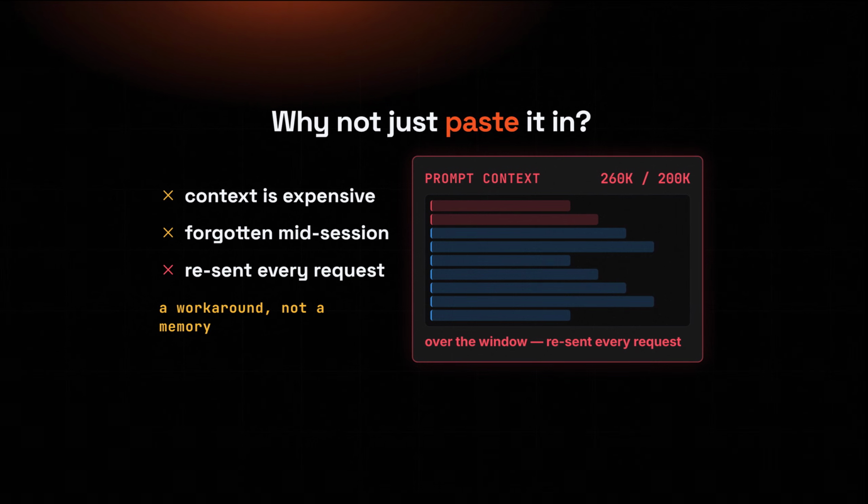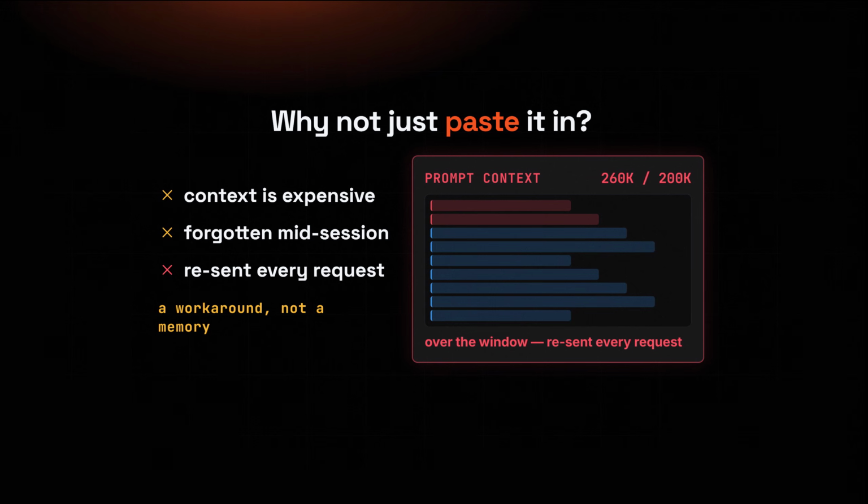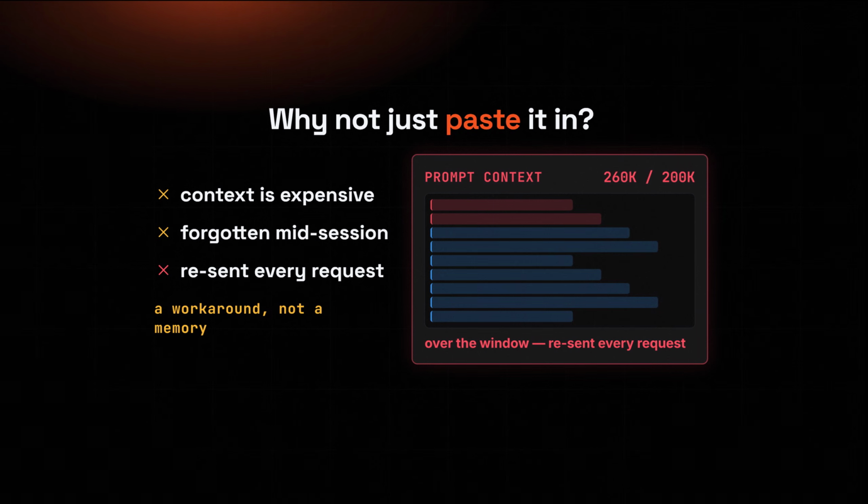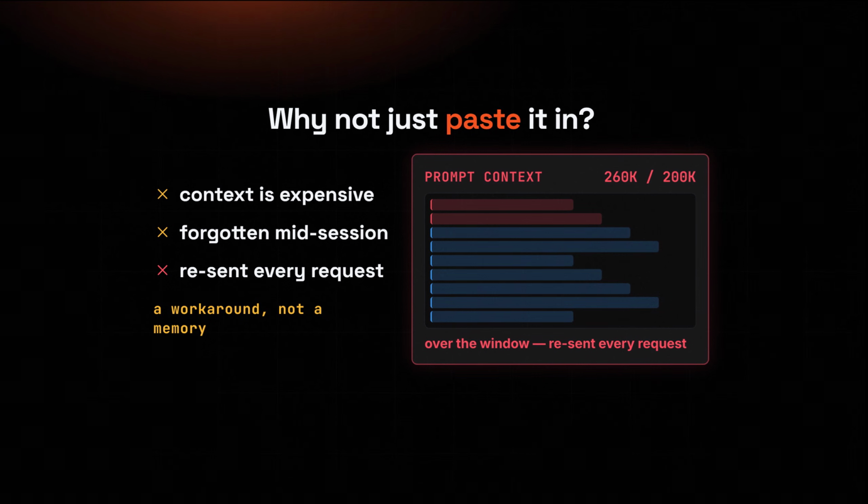First question, why fine-tune at all? Why not just paste your whole repo into the prompt and let the model read it? You can, a little, but context is expensive. It gets forgotten across long sessions, and you are re-uploading the same code every single request. It is a workaround, not a memory.